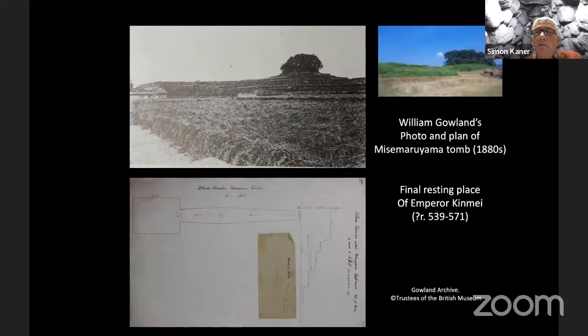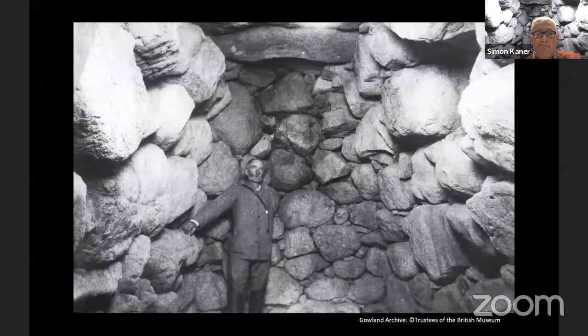Now, Gowland was to eventually investigate over 400, I think it was 406 Kofun altogether, and make detailed records of over 150 of those, including this one, which is the Mise Maruyama tomb in Nara Prefecture, which is one of the largest late Kofun tombs, and there's been a lot of debate about who was actually buried in there. But this was one of the tombs that was in the process of being designated as the final resting place of an imperial ancestor while Gowland was investigating.